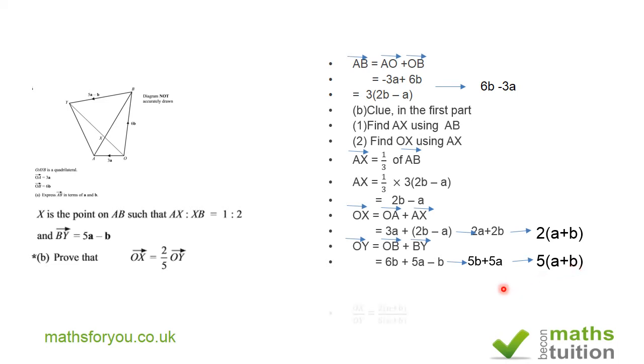If we now divide OX by OY, we get 2 into a plus b divided by 5 into a plus b, because this bit here is OX, and the one at the bottom is OY. The a plus b cancels out, so we're left with OX over OY being 2 over 5. And we then cross multiply, so vector OX is equal to 2/5 of vector OY. I hope all that made some sense.